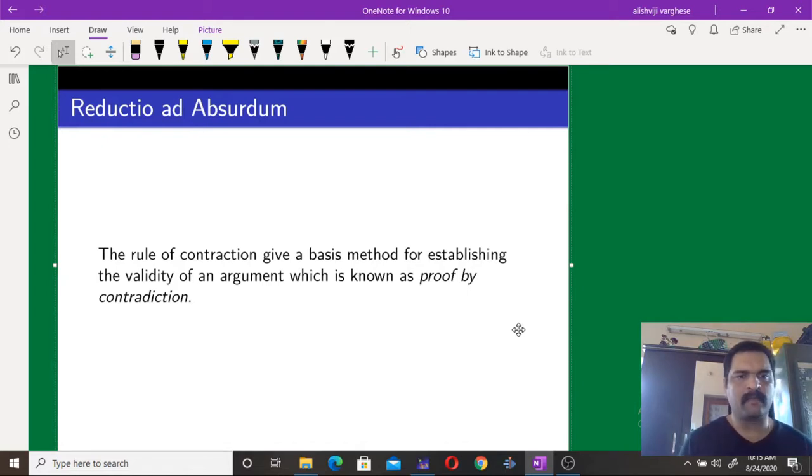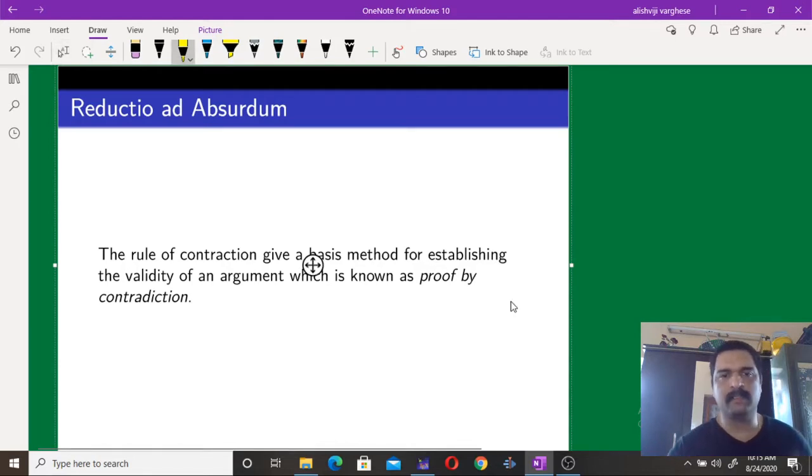Then the rule of contradiction is a basic method for establishing the validity of an argument. It is known as proof by contradiction. So that's a method to prove a result, or in fact disprove a result. For example, the famous Fermat's theorem.